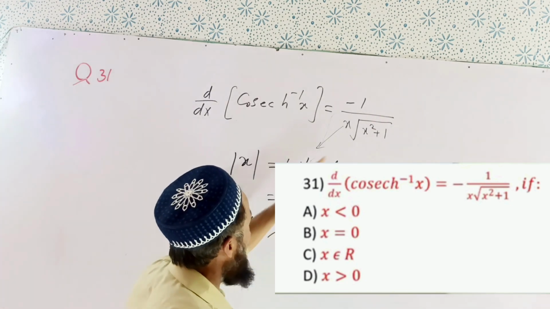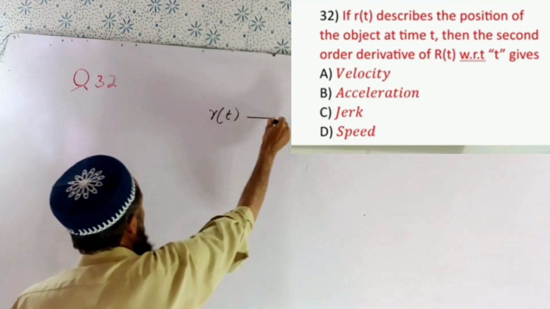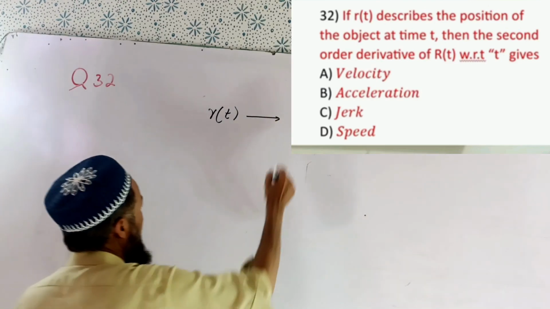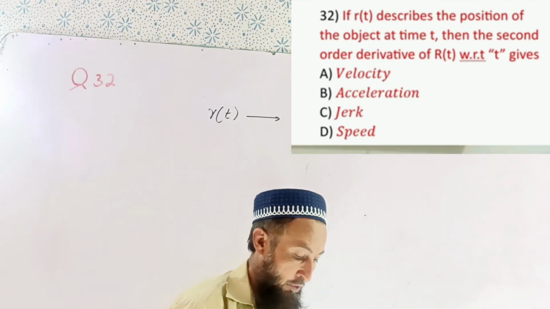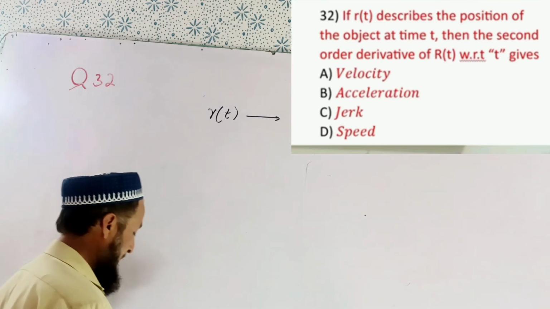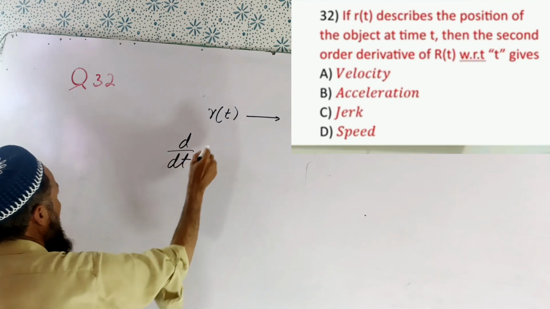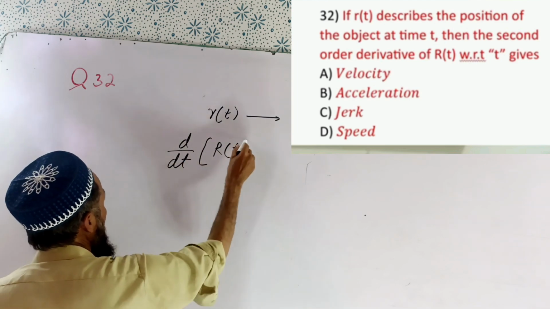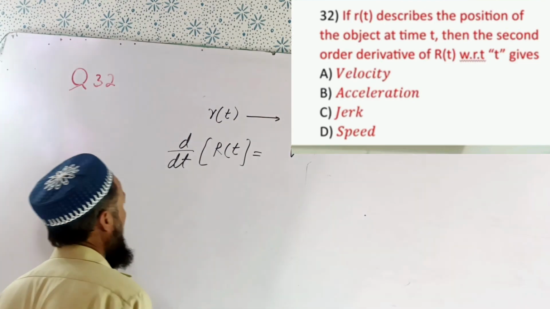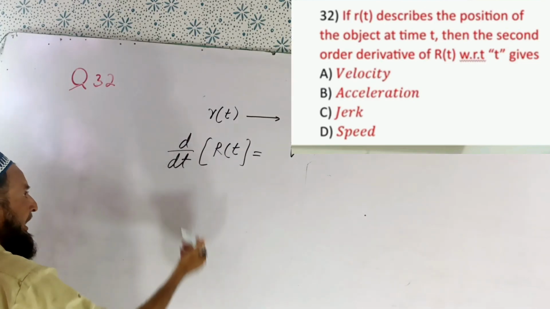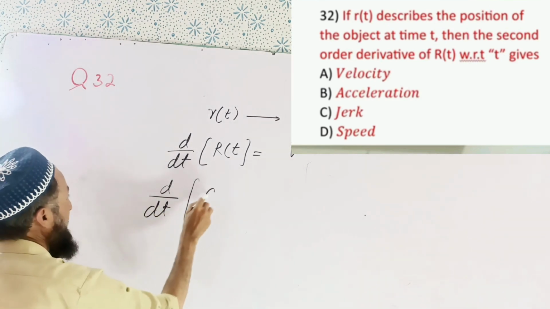So option D must be satisfied for this function, which is the position with respect to the time t. Then the second order derivative of r(t) with respect to t will be given there. It means that if we differentiate this function with respect to t, it will give the result velocity. If the second derivative is required, we take again the derivative of the same function.